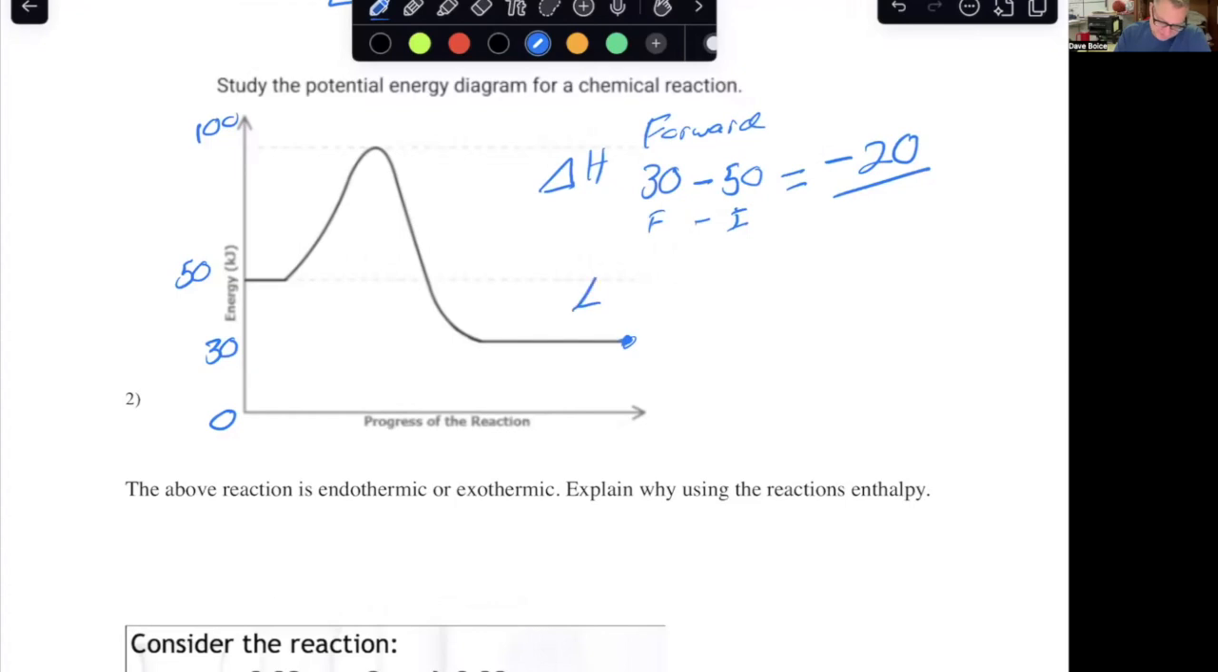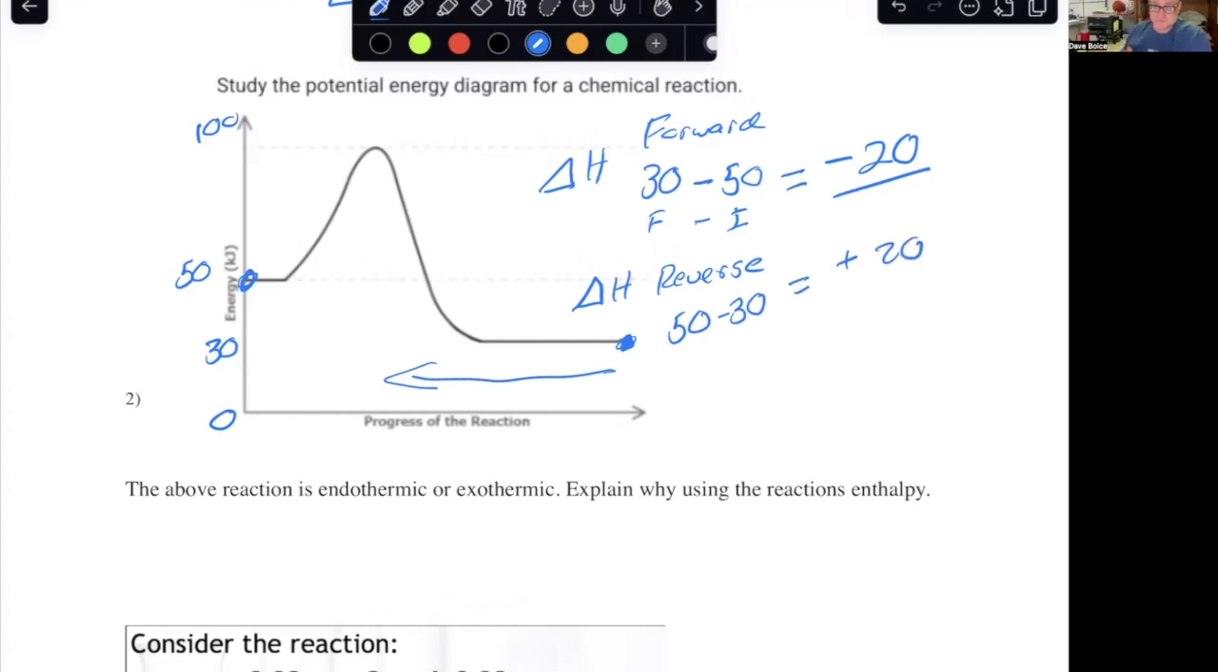Now delta H for reverse would be exactly the opposite. So in that case, we would be going this way, and that would make this our final, which is 50, and 30 as being our initial. So for the reverse reaction, we would do final minus initial again, but that would be 50 minus 30 equals positive 20.